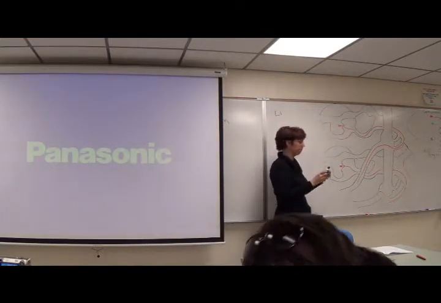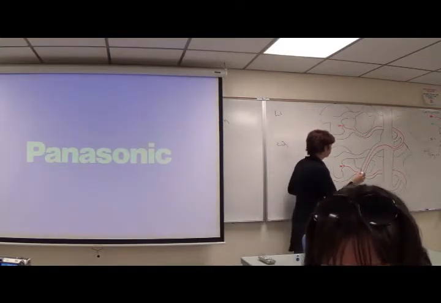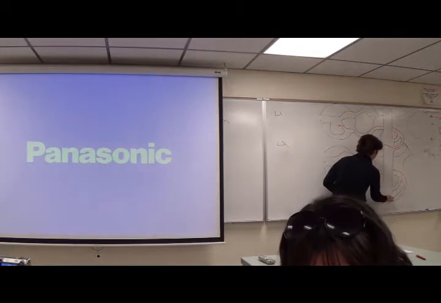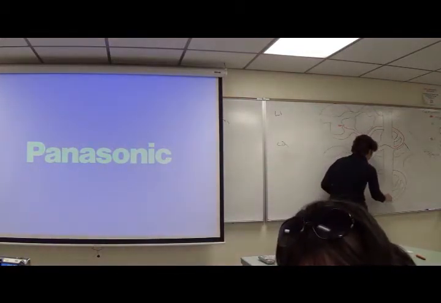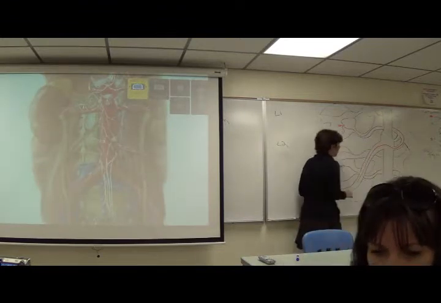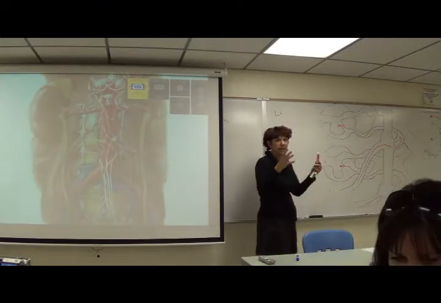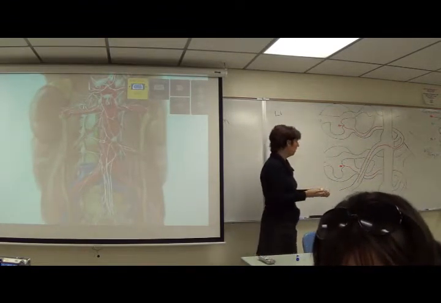Preganglionic neuron, doing the same thing. The difference here is they don't join together to form major nerves. The lumbar splanchnics stay more individual.